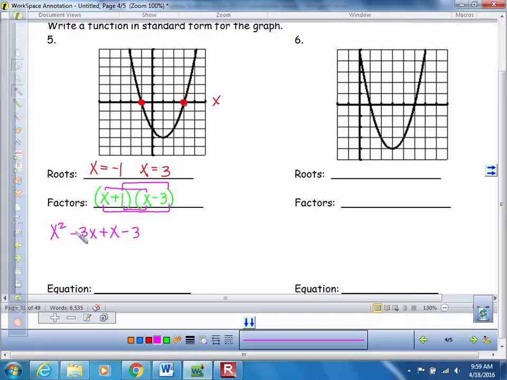Now remember, the first thing we want in our equation is y equals. Then our x squared is not going to change, so we bring x squared down. We combine our like terms, so our like terms are negative 3x and positive x. So a negative 3 and a positive 1, what does that give me? A negative 2x. And then we bring down our minus 3. Okay.